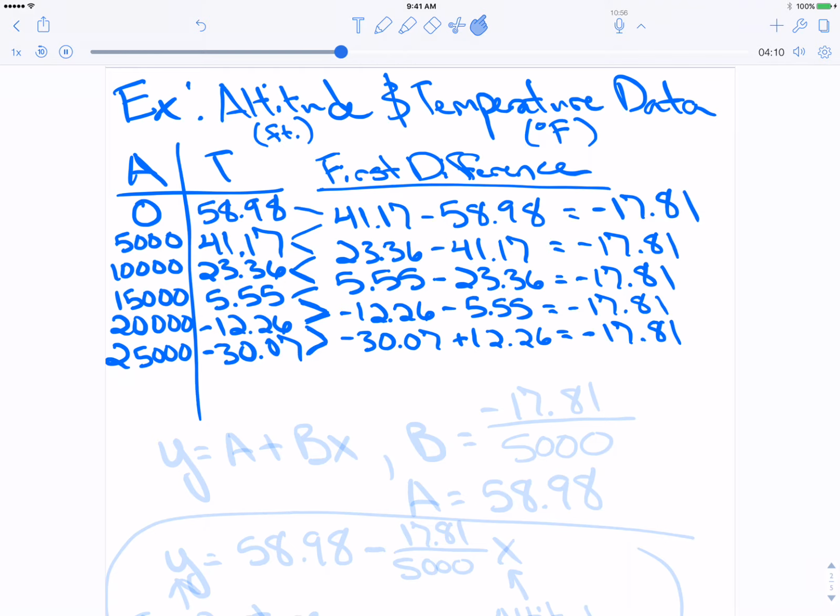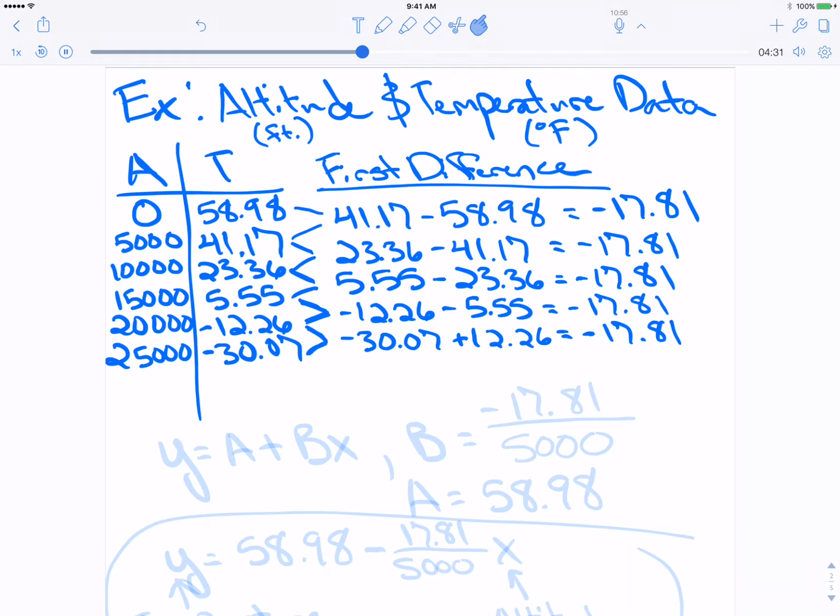Awesome. What this means is that the value for our b, the value that goes in front of the x, is negative 17.81, because the first difference is exactly the same for all of the data points that we have. We have a linear model. That's what that means. If they were different, we wouldn't have a linear model.